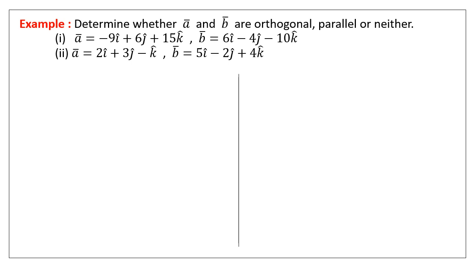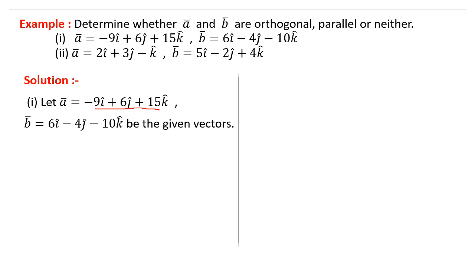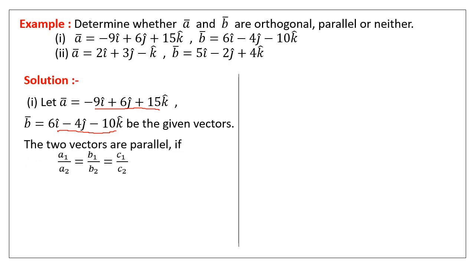Determine whether a bar and b bar are orthogonal, parallel or neither. Solution. From the first, let a bar equals minus 9 i cap plus 6 j cap plus 15 k cap and b bar equals 6 i cap minus 4 j cap minus 10 k cap be the given vectors. See student, two vectors are parallel if the ratios of the coefficients of their unit vectors are in proportion, that is a1 upon b1 equals a2 upon b2 equals a3 upon b3.